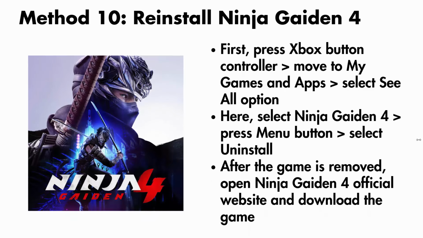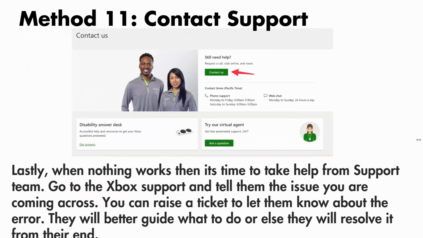If not, next is to reinstall Ninja Gaiden 4 game. For that, press Xbox button on controller, move to My Games and Apps and select See All option. Here select Ninja Gaiden 4, then press menu button, then select uninstall. After the game is removed, open Ninja Gaiden 4 official website and download the game and then check if the issue is fixed. If not, next is to contact support.